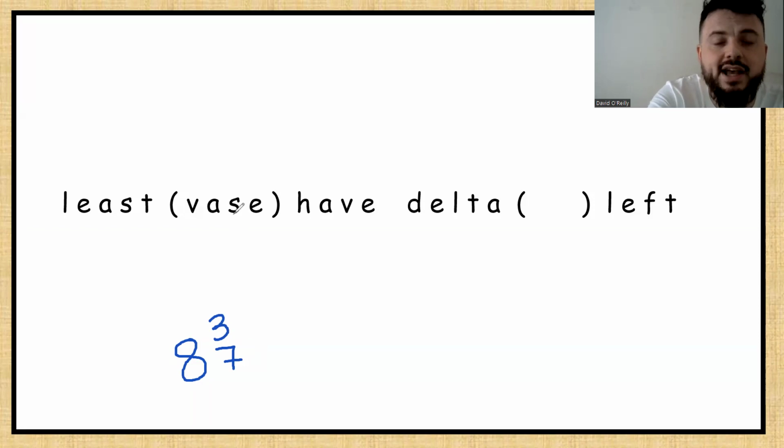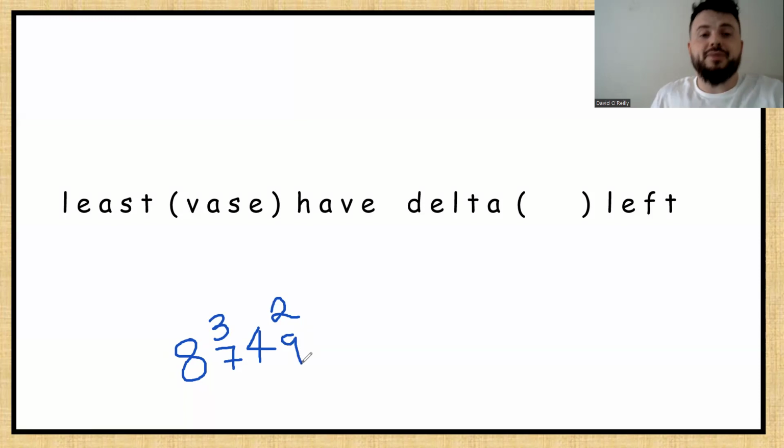And then we've got the letter S. There's only one S between least and have, and it's in the 4th position. So I know for sure that's number 4. And then finally, we've got the letter E, which is in either the second position or the 9th position. And there we have it.